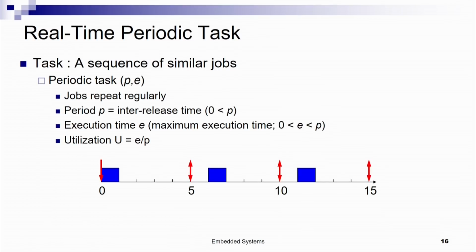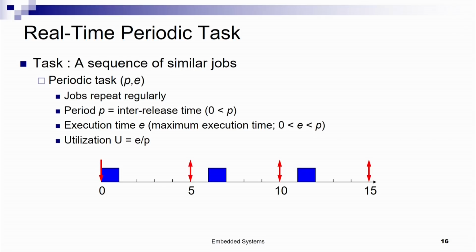The execution time, if it is more than P, will never be able to complete before the next job arrives. Hence, the worst case execution time has to be between 0 and P. And then the utilization U is equal to E by P. Utilization U is a measure of what part of the capacity of a processor I need to allocate for executing this job. For example, if E is equal to P, then U becomes 1, which means that one processor has to be dedicatedly allocated for the execution of the job.